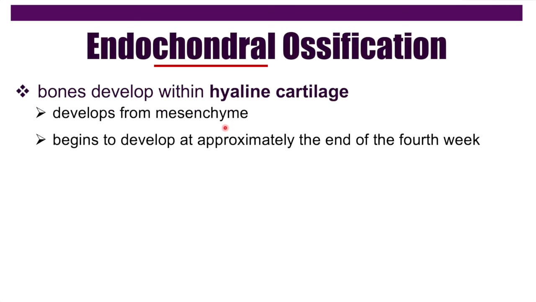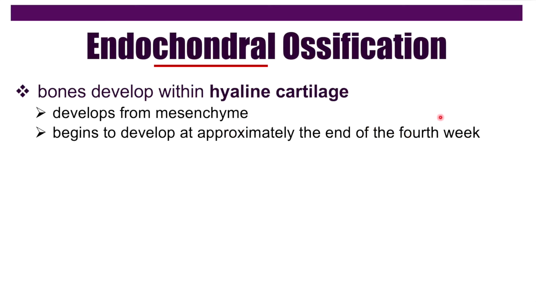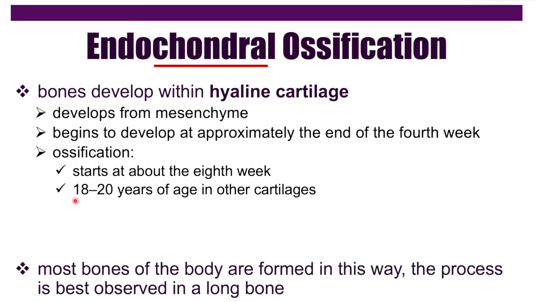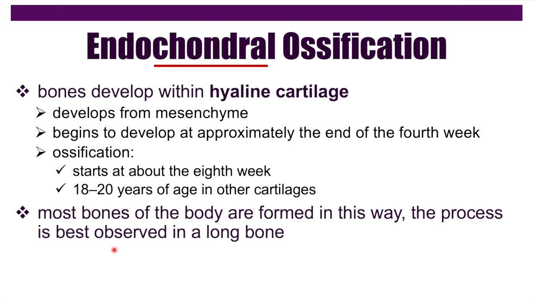This cartilage begins to develop at approximately the end of the 4th week of embryonic development. The ossification of some of these cartilages starts at about 8th week of embryonic development. However, in other cartilages, this process might begin as late as 18 to 20 years of age. Bones of the base of the skull, part of the mandible, the epiphyses of the clavicles, and most of the remaining skeletal system develop through this method.